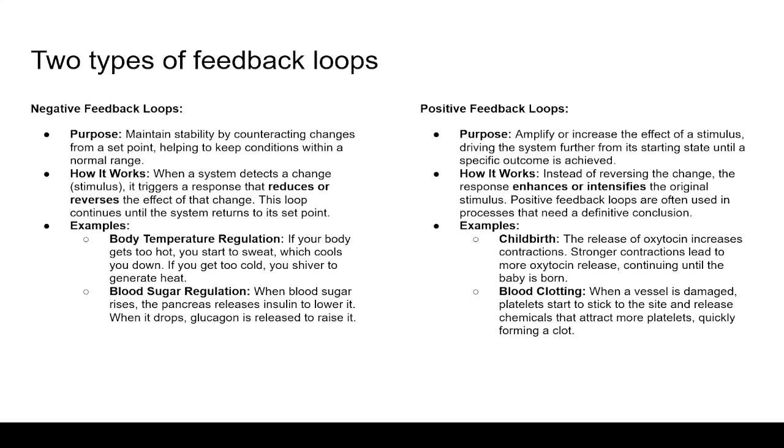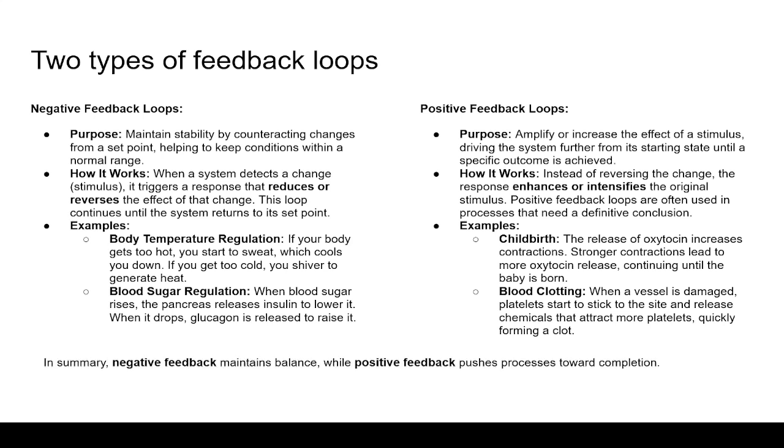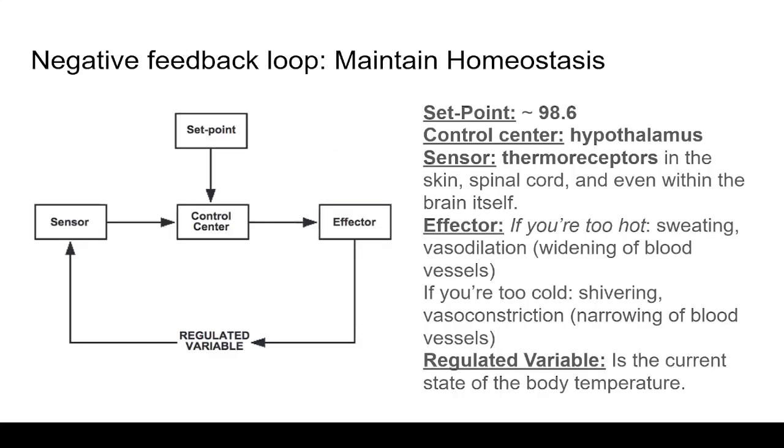So if you compare these two, this little statement at the bottom really summarizes it. I'm not going to lie, I actually got this statement from ChatGPT and I think it did a great job. It says, in summary, negative feedback maintains balance, while positive feedback pushes processes towards completion. What a great one-sentence summary. If you're going to remember one thing from this entire slide, it's that bottom line, because it just does such a good job summing it all up for you. Negative feedback, balance. Positive feedback pushes towards completion.